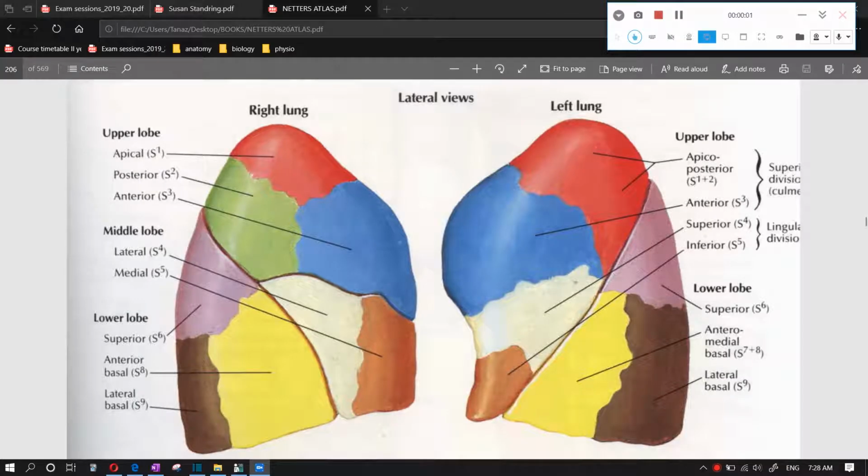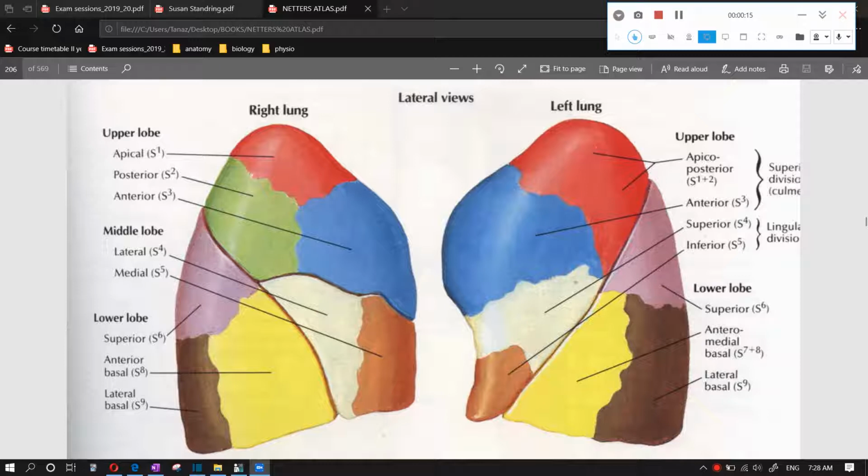Alright, so if you look at the left lung, you can see that unlike the right lung, the left lung is divided into two lobes. The first lobe is known as the upper lobe, and then the lower lobe. So it's pretty self-evident if you look at it. There is the crown of the left lung known as the apical region, and then we have the mid region, and then we have the lowermost region.